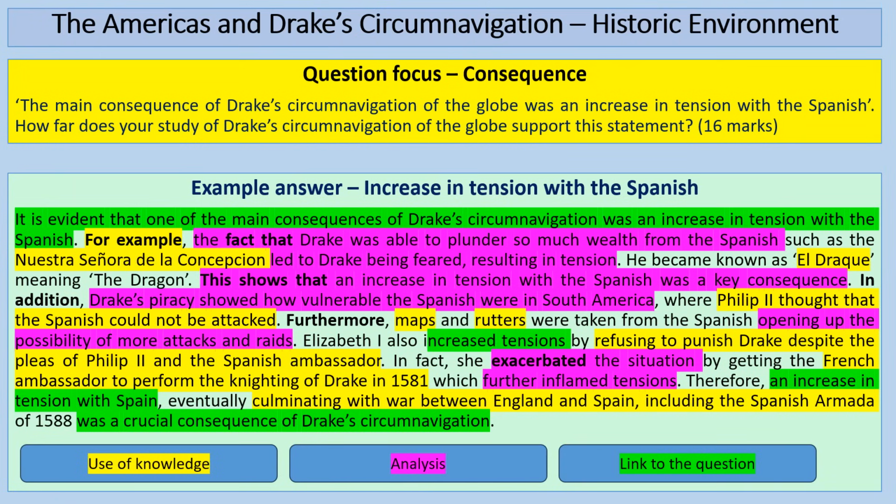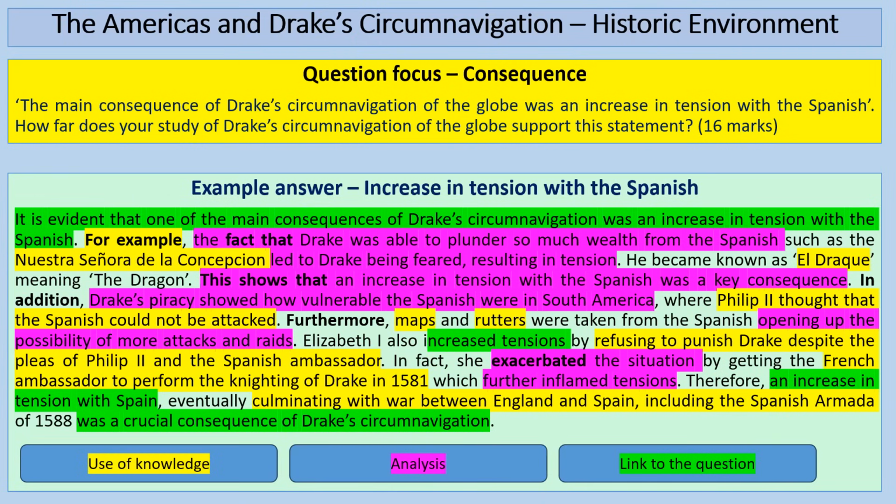And then making that link to the question, so quoting the question in your answer all the time, using that phrase, increase in tension with the Spanish. So let's have a look at this example answer, and you can really look to do this within your writing as well. It is evident that one of the main consequences of Drake's circumnavigation was an increase in tension with the Spanish. For example, the fact that Drake was able to plunder so much wealth from the Spanish, such as Nuestra Señora de la Concepción, led to Drake being feared, resulting in tension. He became known as El Drake, meaning the dragon. This shows that an increase in tension with the Spanish was a key consequence.